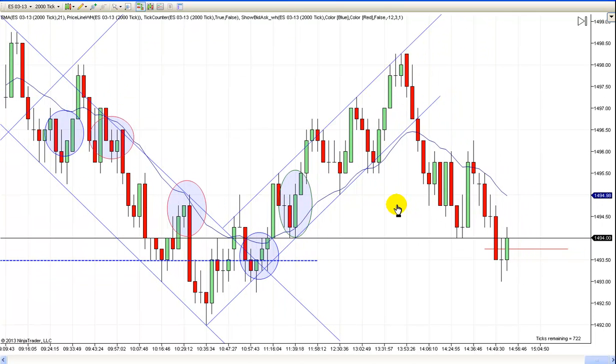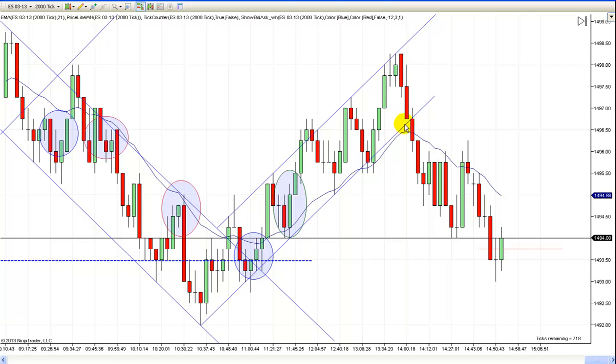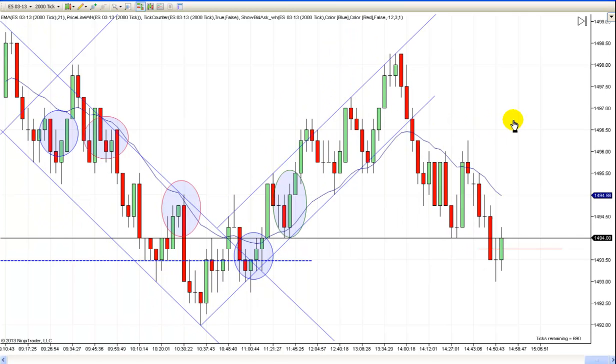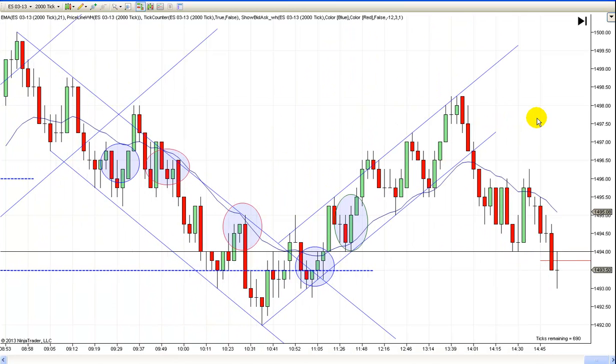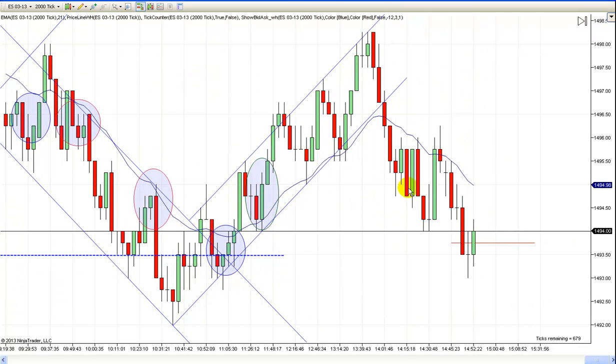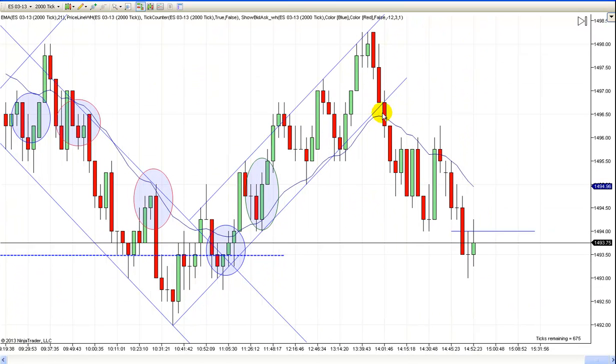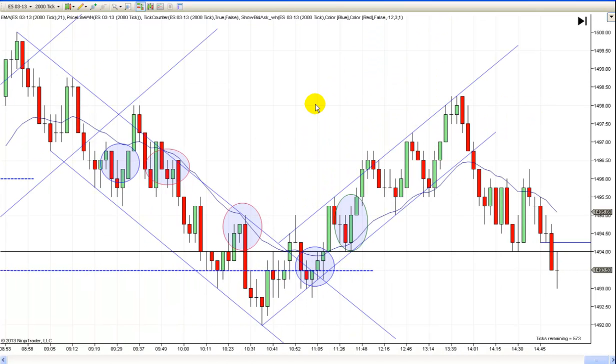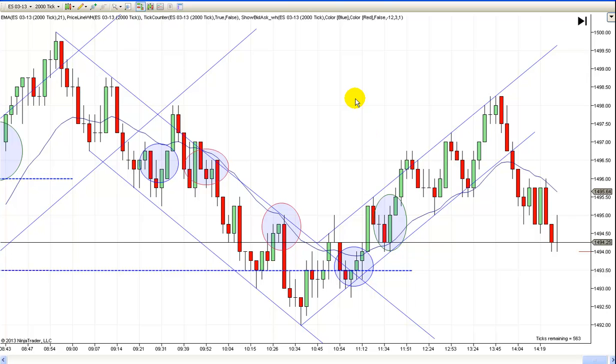So now here's where it comes down and it breaks right through, and that's all the pullback you're going to get, obviously. So you got to pay attention to that. But that's a good example of what happens on a range day. Sometimes you get a trend line break and you don't really get much of a retest. But it's because it's a range day.